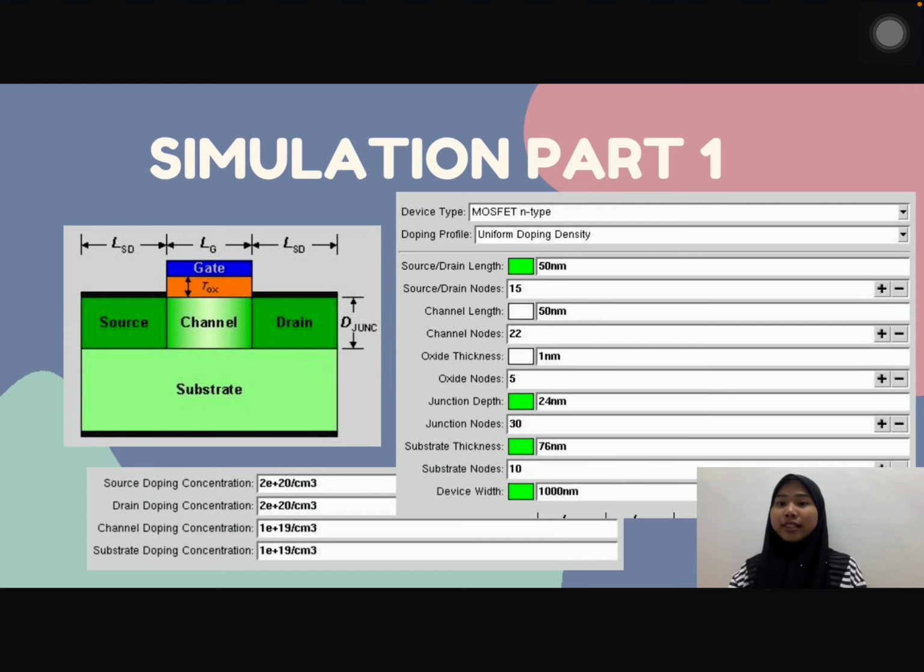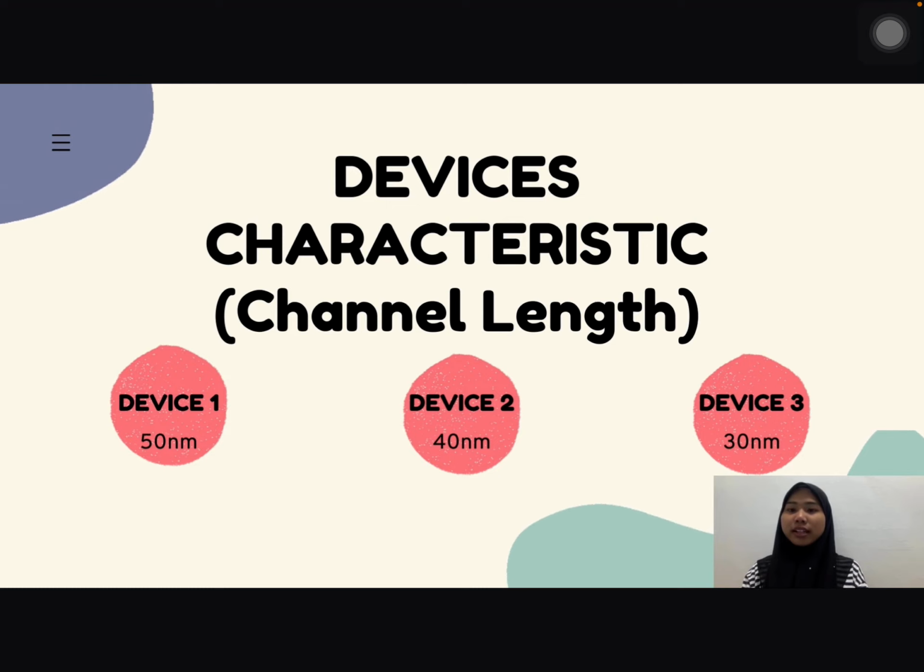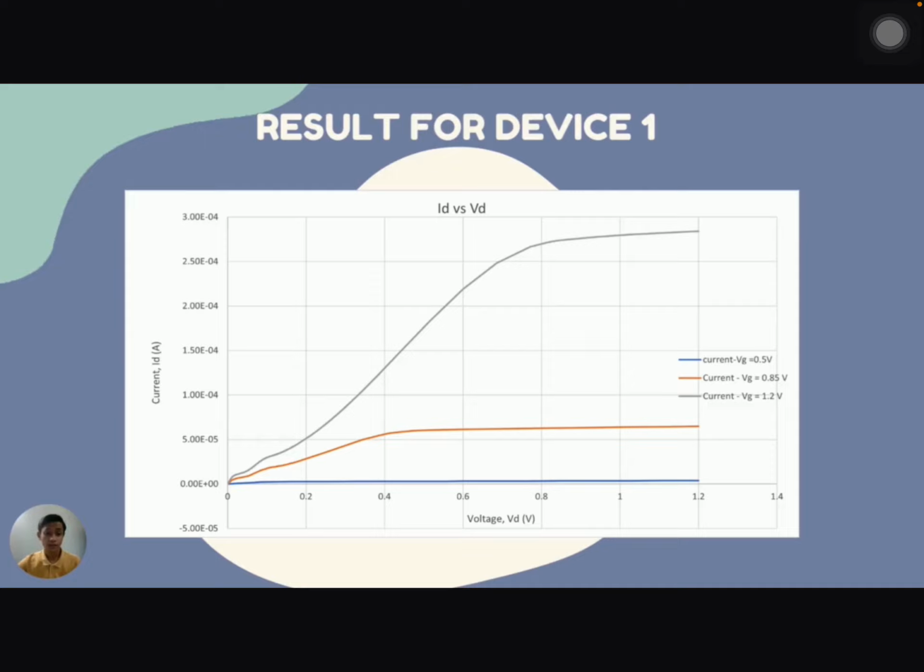For the first part of the simulation, these are the parameters that we used. In this part, we only change the channel length of the device. For device 1, the channel length is 50 nanometers, for device 2 we change it to 40 nanometers, and for device 3, 30 nanometers. First of all, let's start with device 1.